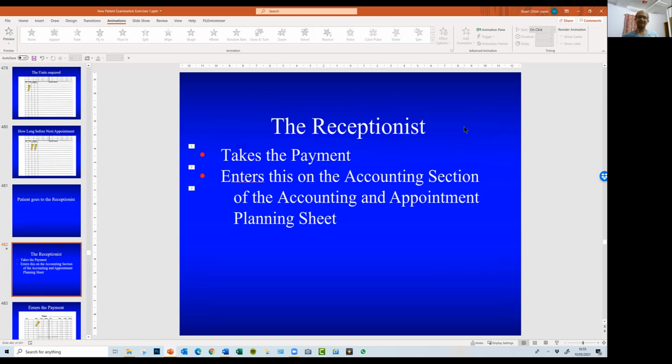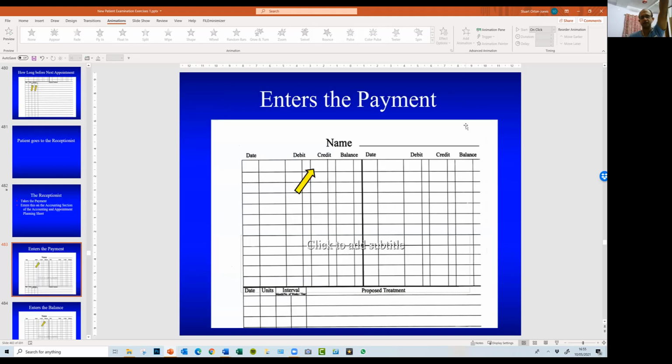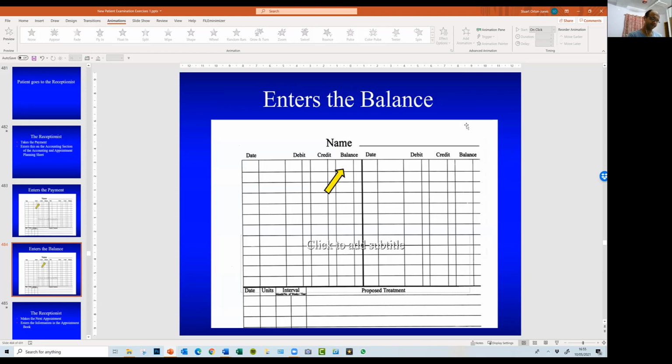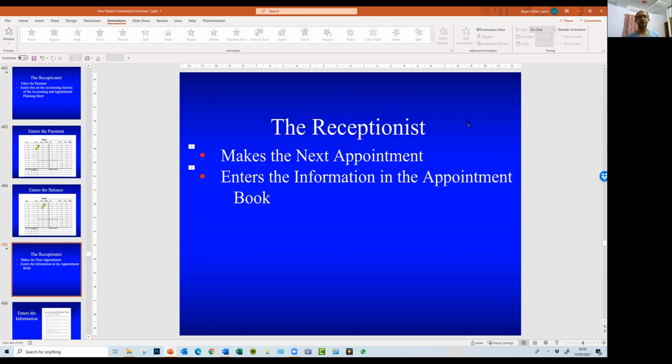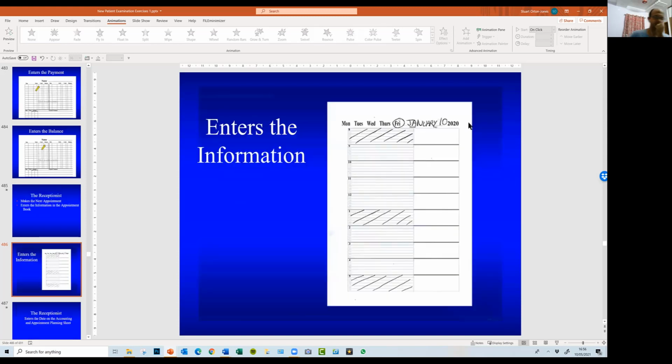Now the patient goes to the reception desk and the receptionist takes the payment and enters this on the accounting section of the accounting and appointment planning sheet. So put in the payment now, and the balance. And then she'd make another appointment and enter the information on the appointment planning sheet. Put it in the appointment book. Yeah, done. Is your appointment book looking like this?